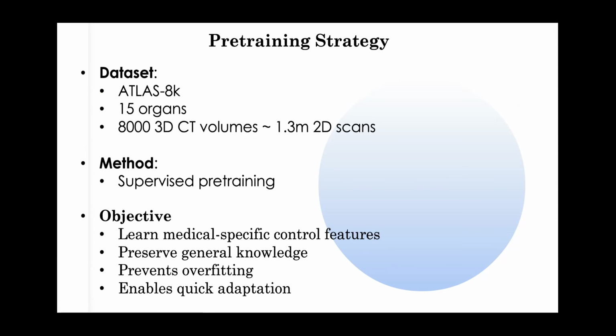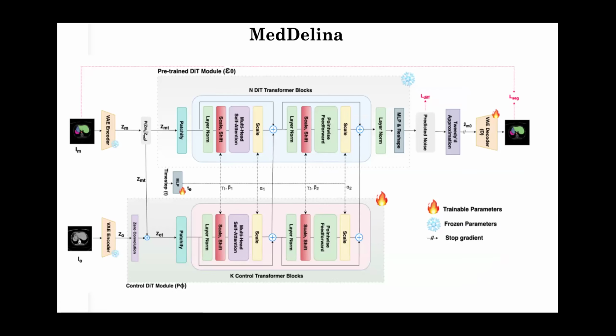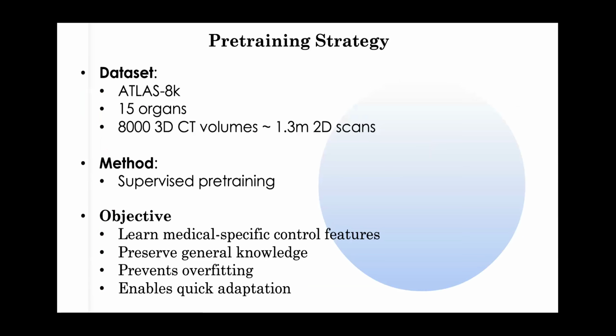We use self-supervised pre-training. The main objective of this pre-training is the DiT model, which is trained on natural scene images and hasn't seen any medical images. So to get better adaptability for medical images, we train this network on the Atlas 8K dataset to get the medical image feature alignment between the networks.